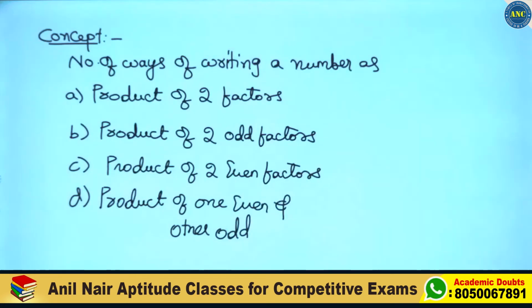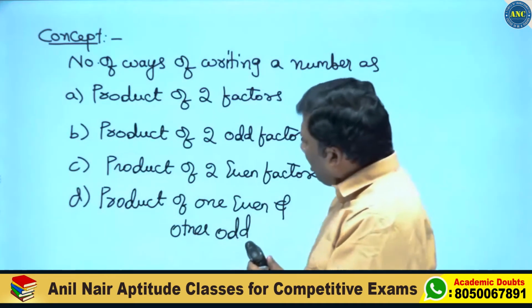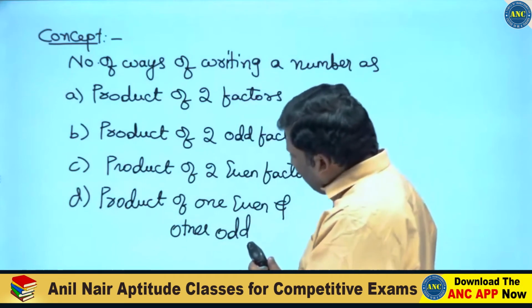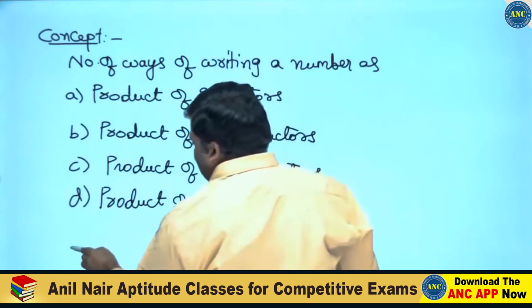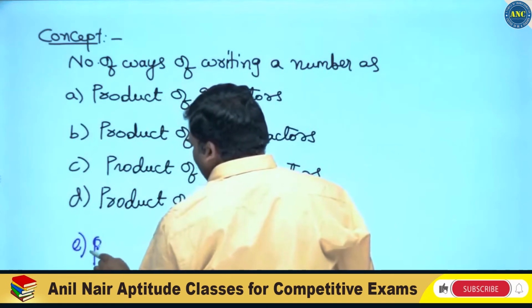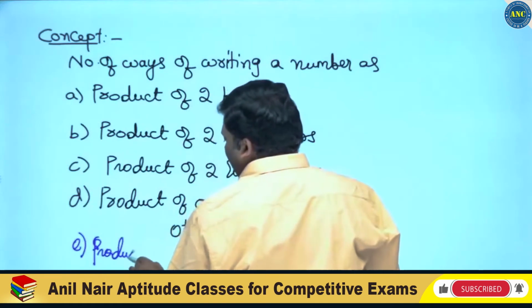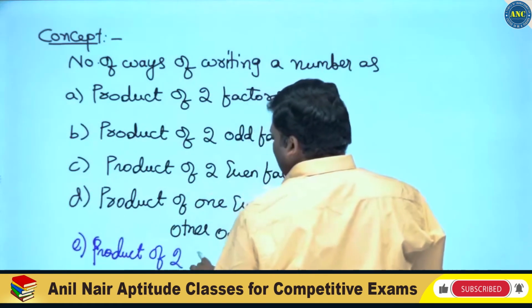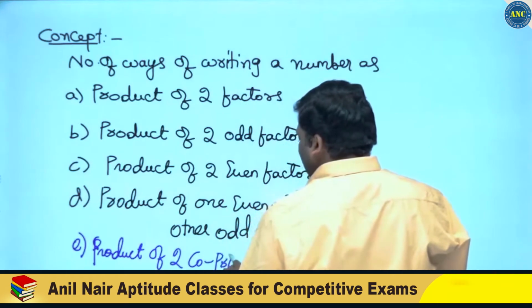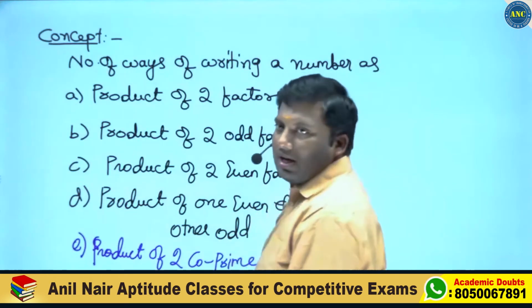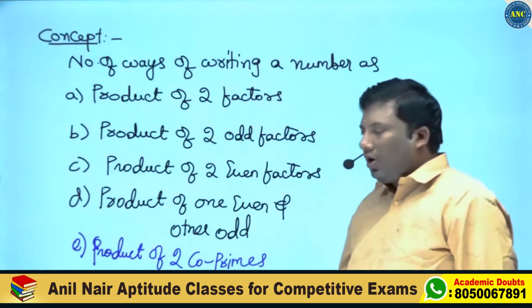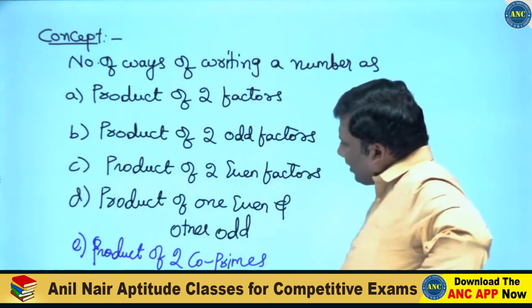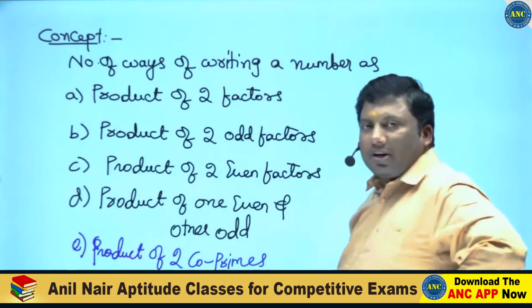Number of ways of writing a number as a product of 2 factors, as a product of 2 odd factors, as a product of 2 even factors, product of 1 even and another odd. Last one is product of 2 coprimes. All these concepts we'll discuss.